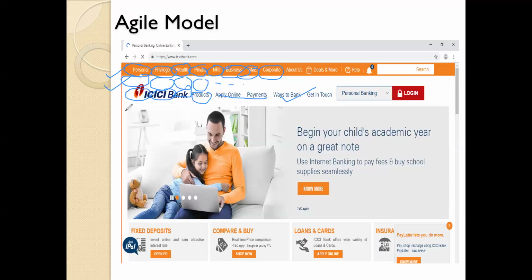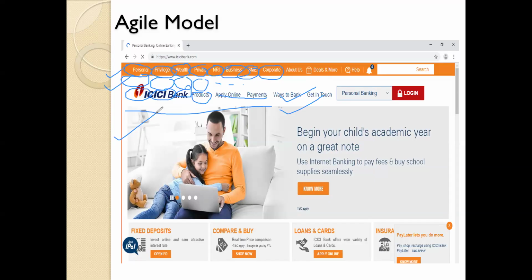Testing team will jump into action. They test all the modules, and then they declare that the testing stage has been completed. And then they deliver the entire application at once. The entire application will be delivered at once to the customer. So this is what happens in the waterfall model.